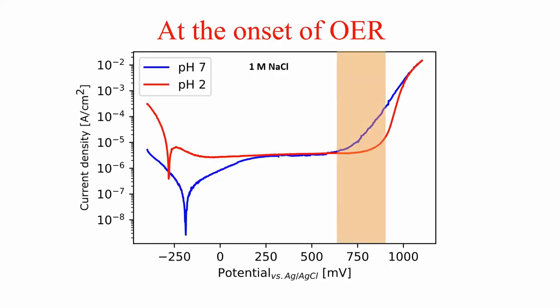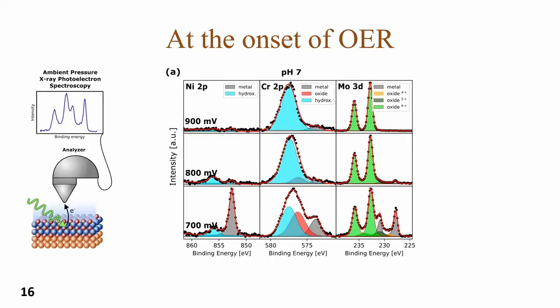Right, so now we go to the onset of the oxygen evolution reaction, which we suspect is happening here. Now we're looking at pH 7 and the XPS again. At potentials up to 700 millivolts, so before the onset of the oxygen evolution reaction or the transpassive state, we still have metal for the different species on the surface. If we go to 800 millivolts, then the metal disappears completely, in the molybdenum it's completely gone, so we cannot see it. Everything becomes oxidized at the surface and disappears. The nickel even disappears from the surface.